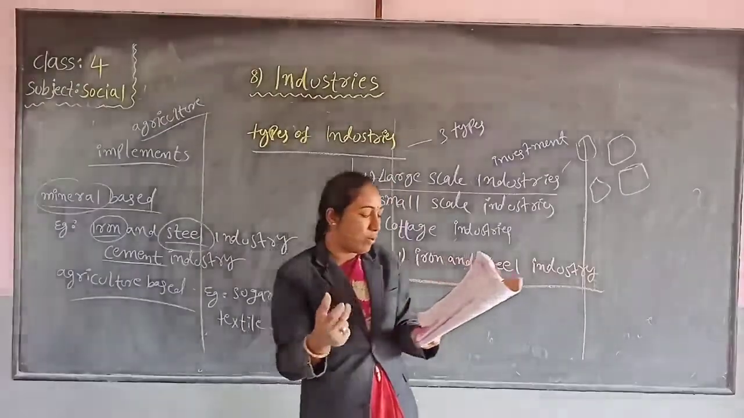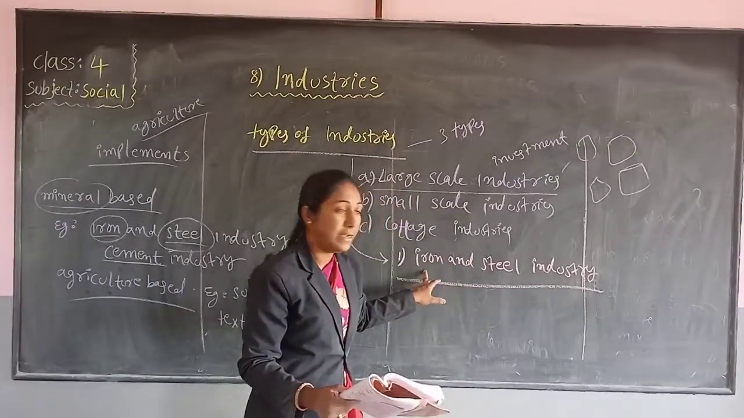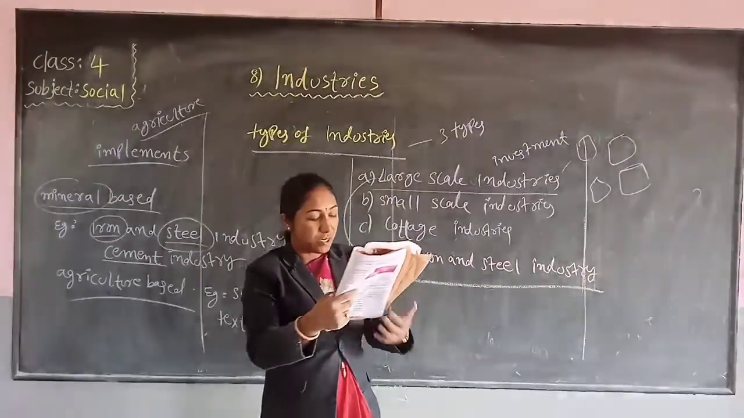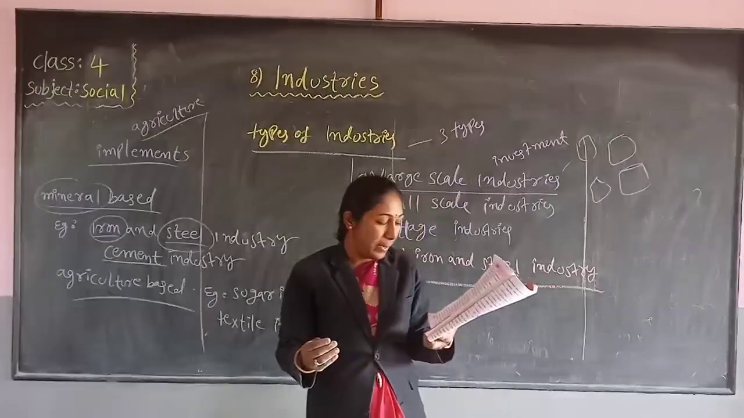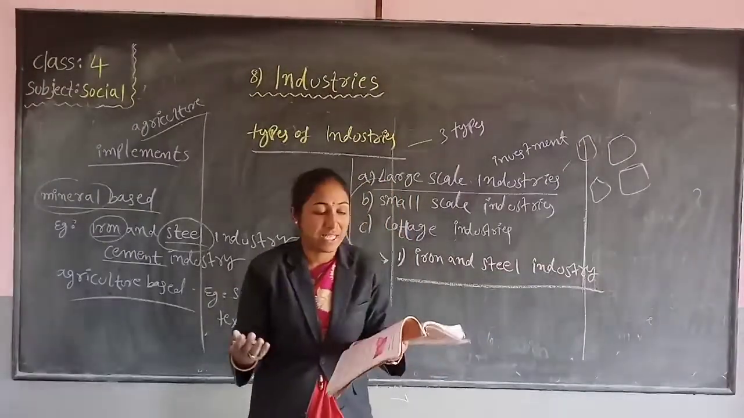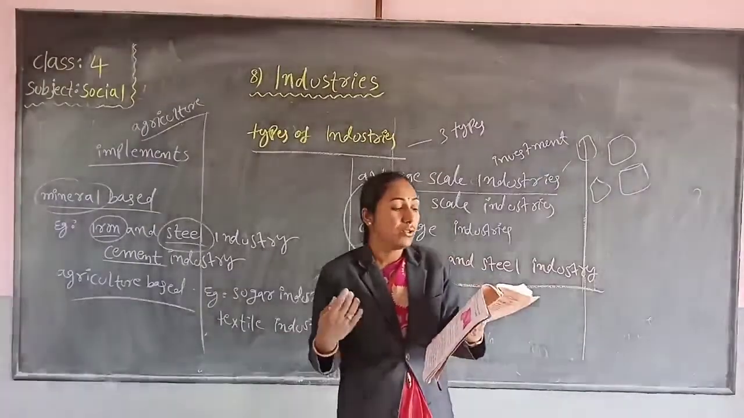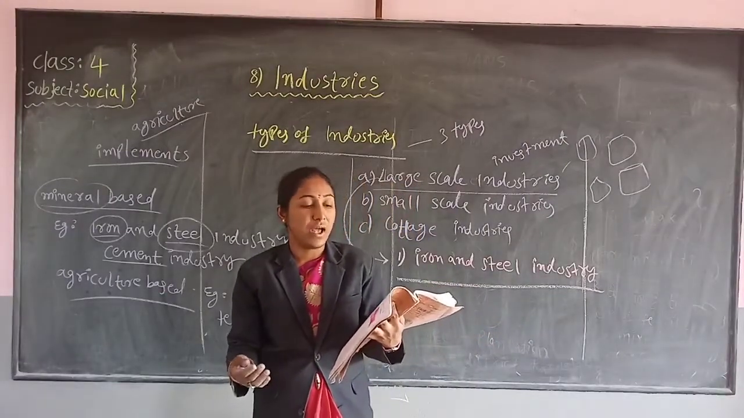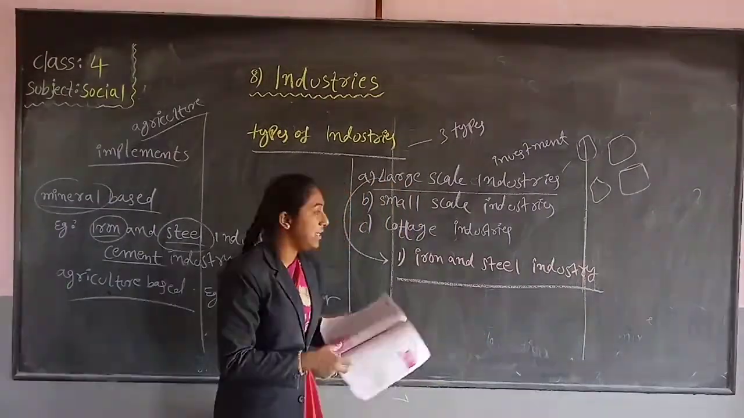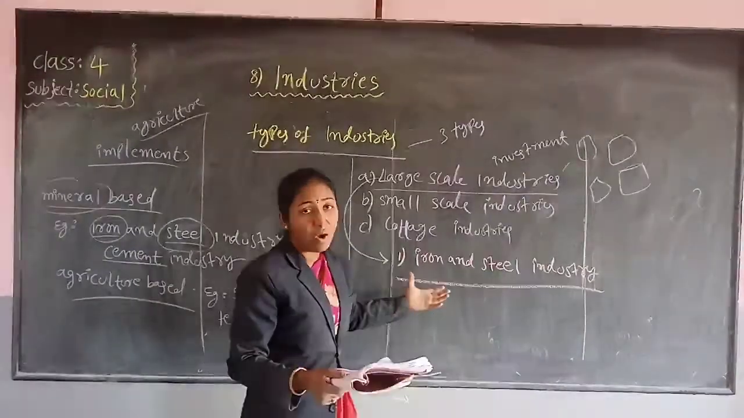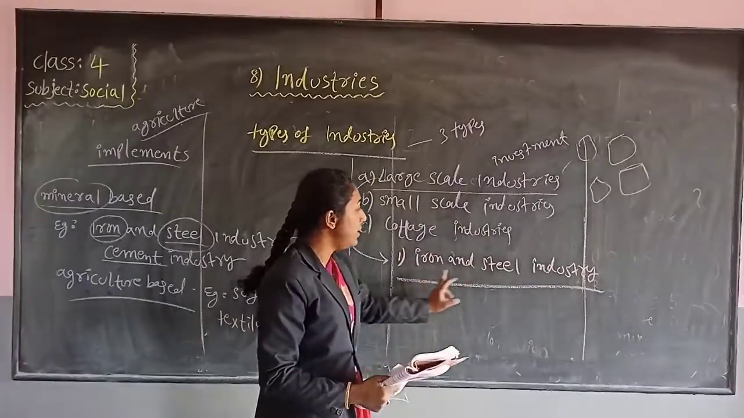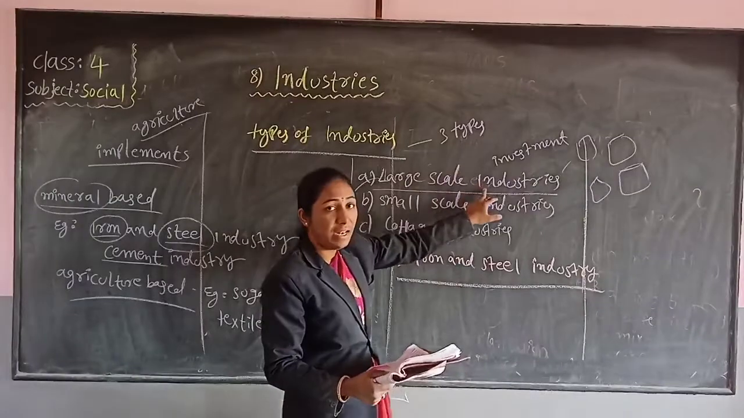Before independence, there were only three iron and steel plants in India. They were at Jamshedpur in Jharkhand, Burnpur in West Bengal, and Bhadravati in Karnataka. After independence, many more steel plants have come up: Durgapur in West Bengal, Rourkela in Orissa, Bhilai in Chhattisgarh, and Salem in Tamil Nadu. This is a very, very important industry and an example of large scale industry.